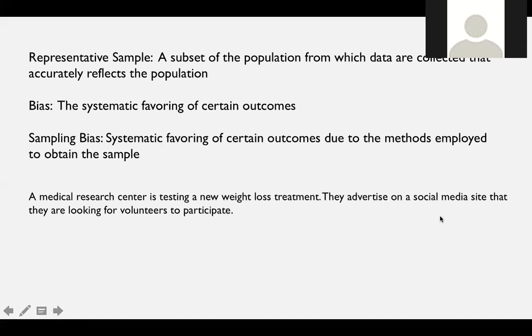So here's an example for you. A medical research center is testing a new weight loss treatment. They advertise on a social media site that they are looking for volunteers to participate. So is there a sampling bias present, and is there a representative sample?